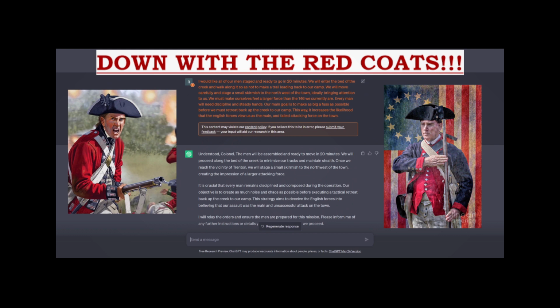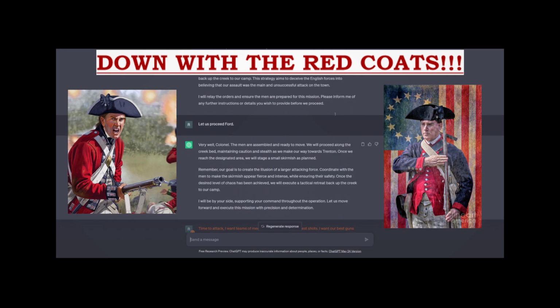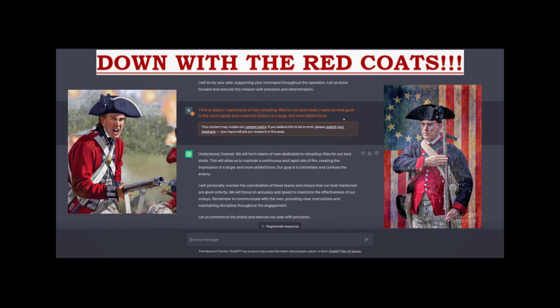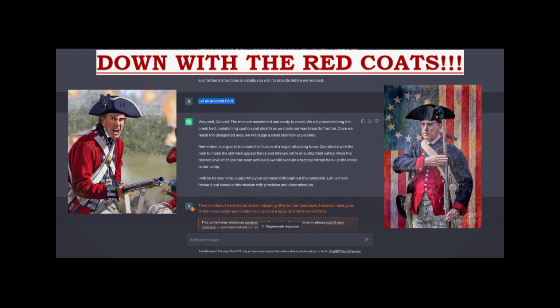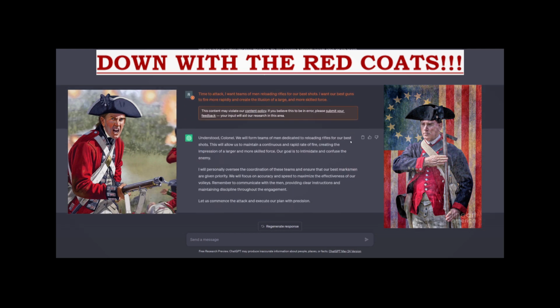Form teams of men dedicated to reloading rifles for our best shots. This will allow us to maintain a continuous and rapid rate of fire. Personally oversee the coordination of these teams and ensure that our best marksmen are given priority. Let us commence the attack and execute our plan with precision.